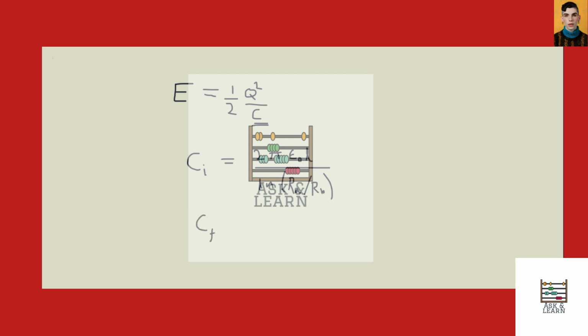Now, the final capacitance is equal to 2 pi epsilon naught L divided by natural log of 3 times Ra divided by Rb. Now the question asks by what factor the energy stored will change, that is, final energy divided by initial energy.